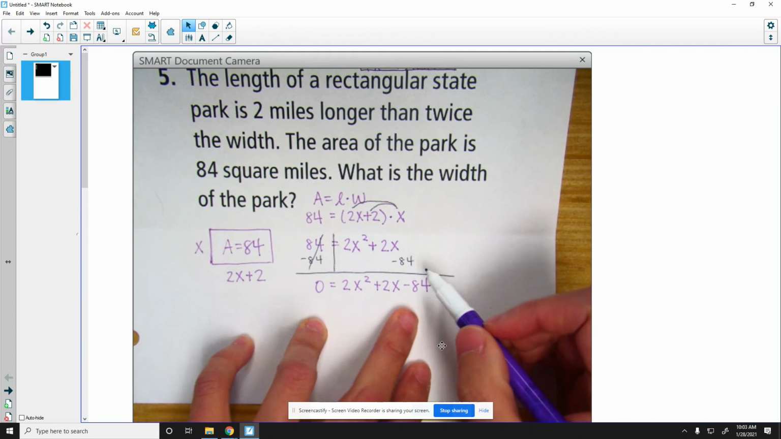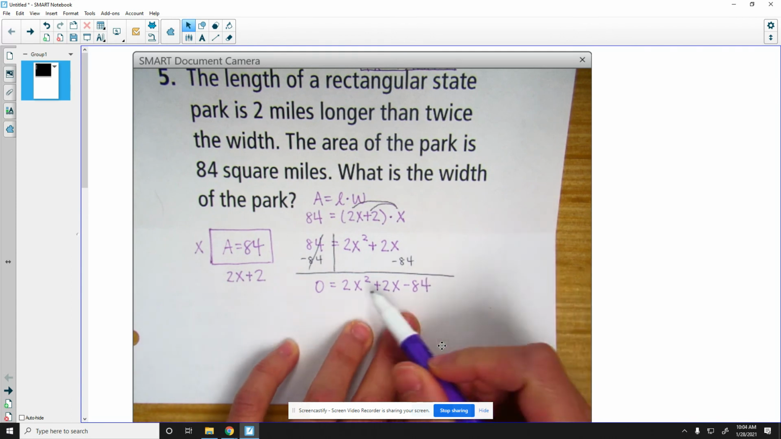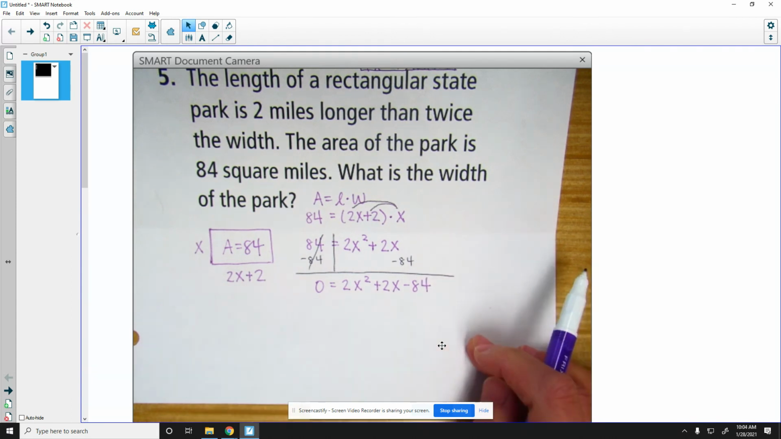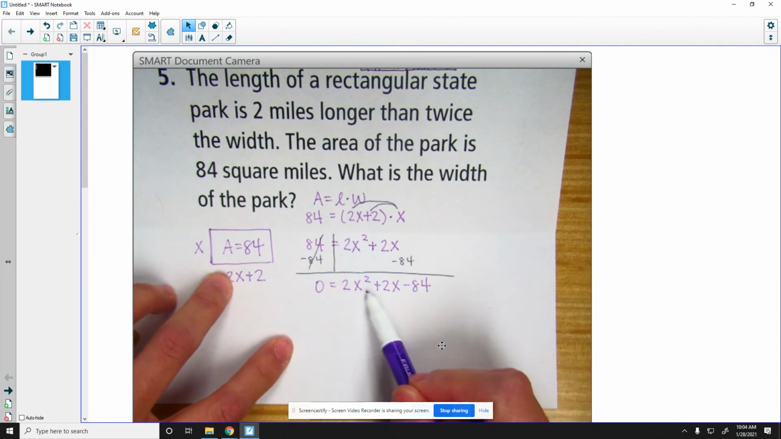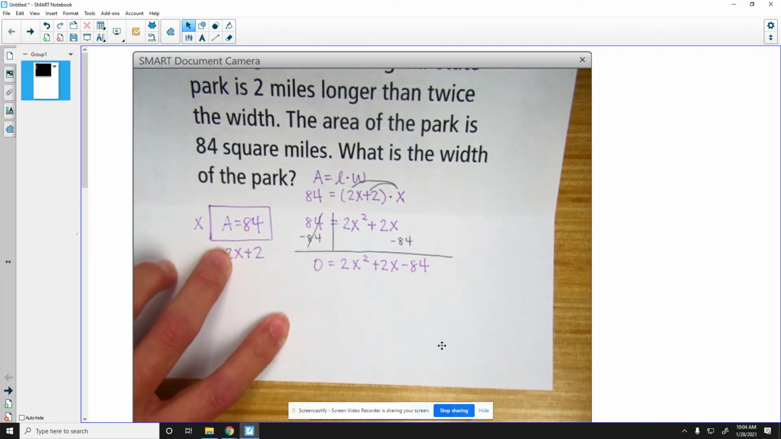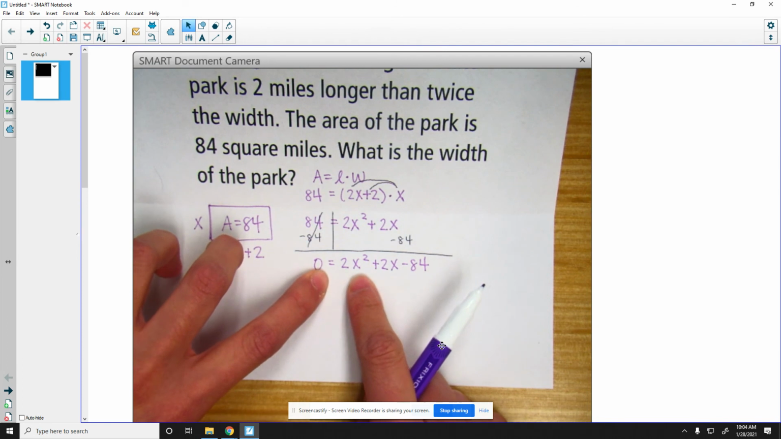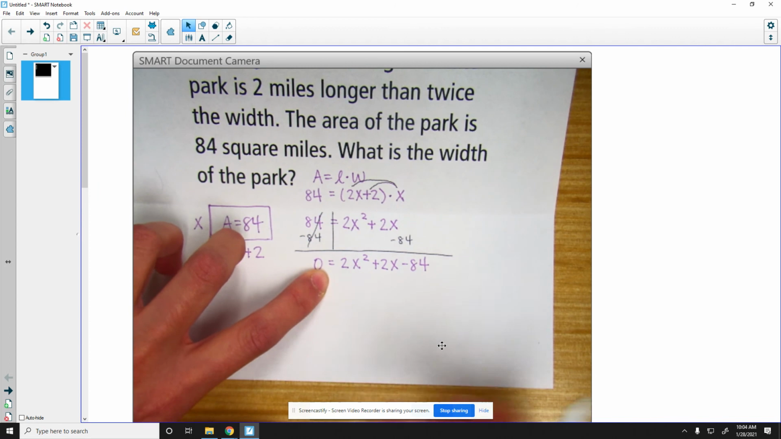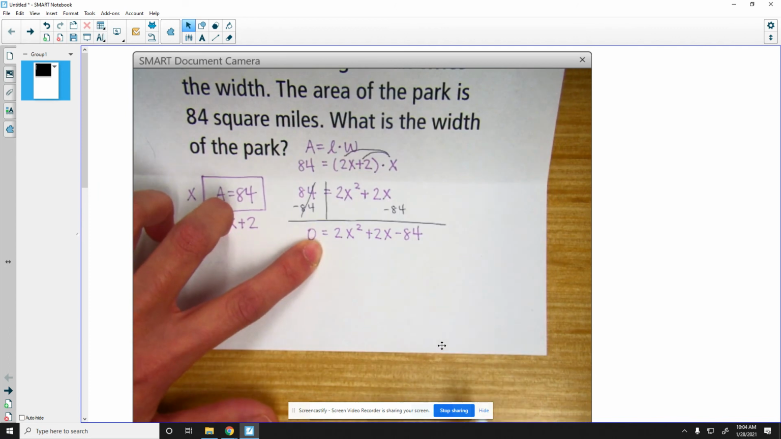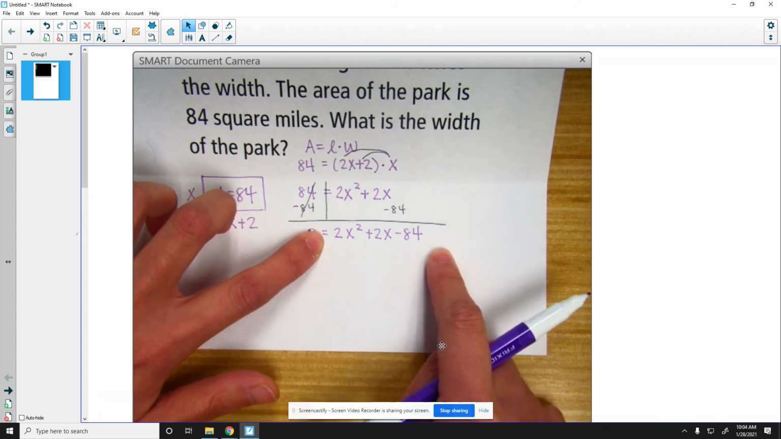Notice how 84 is its own term. I'm not combining it with any of that stuff because they all have different endings. Okay, I have to solve for x. And remember we say, eek, I can't solve for x like this because there's a squared. So I have to solve for x by factoring. That's the new thing we learned in 9th grade math. So let's factor this.